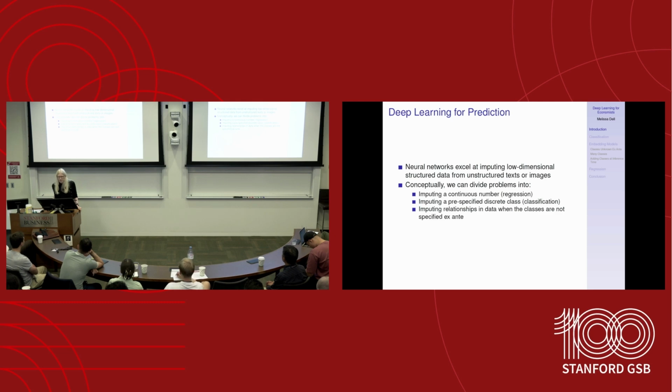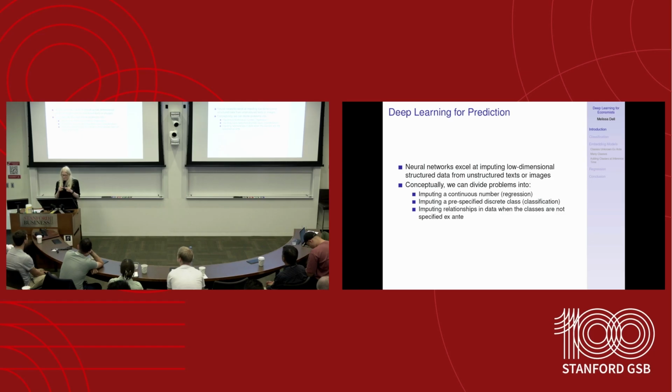And so what I'm going to be focusing on is you have a piece of unstructured data, typically a text or an image, and you want to measure something in that. How do we do that? Conceptually, I'm going to divide these problems into 3 different groups. And if this doesn't make a lot of sense now, I'm going to give you lots of examples.